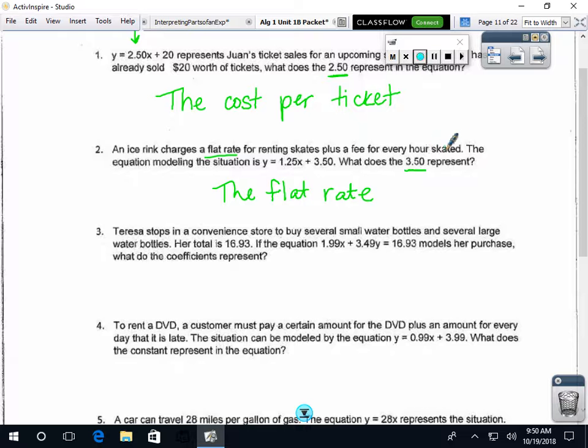What is the fee to skate per hour? Right, it's $1.25 per hour to skate, plus $3.50 for the flat rate, and normally that flat rate would be for the ice skates rental. Kind of like bowling, you pay a rate per hour, but then don't you also pay a one-time fee to rent the shoes? Same thing.